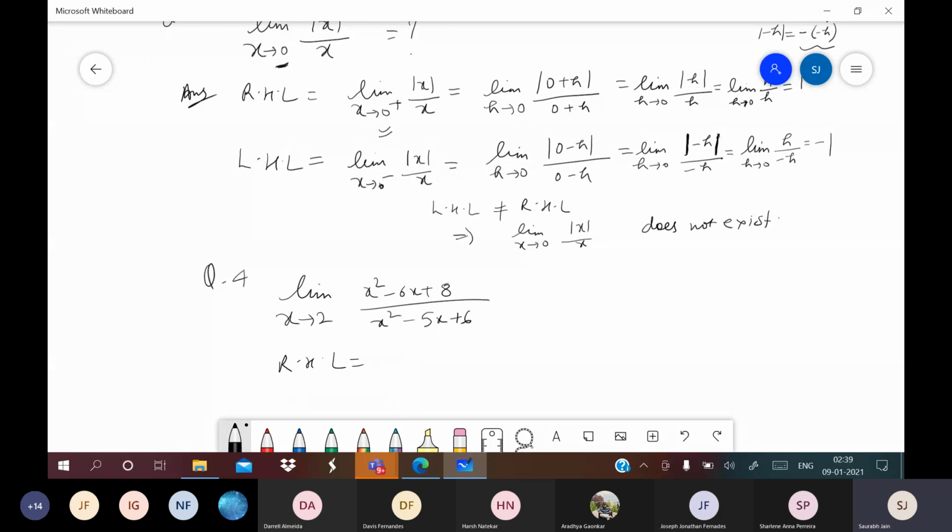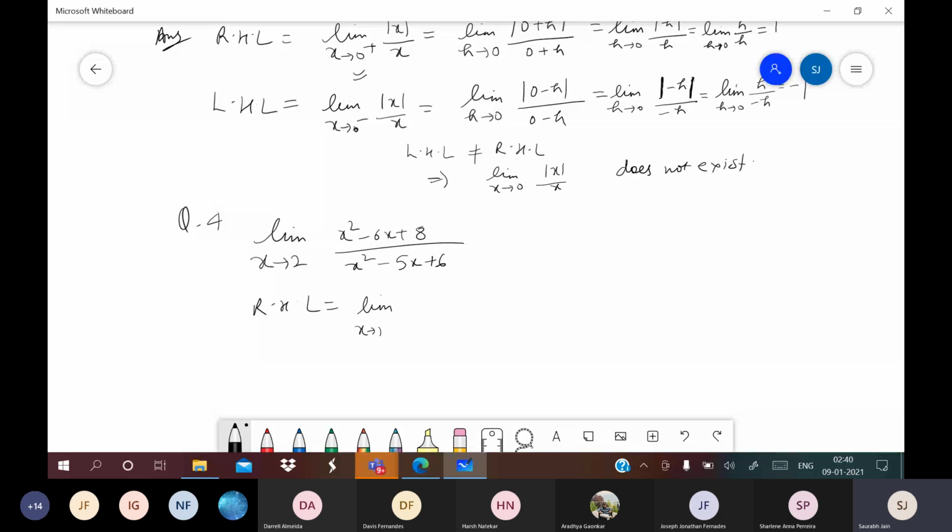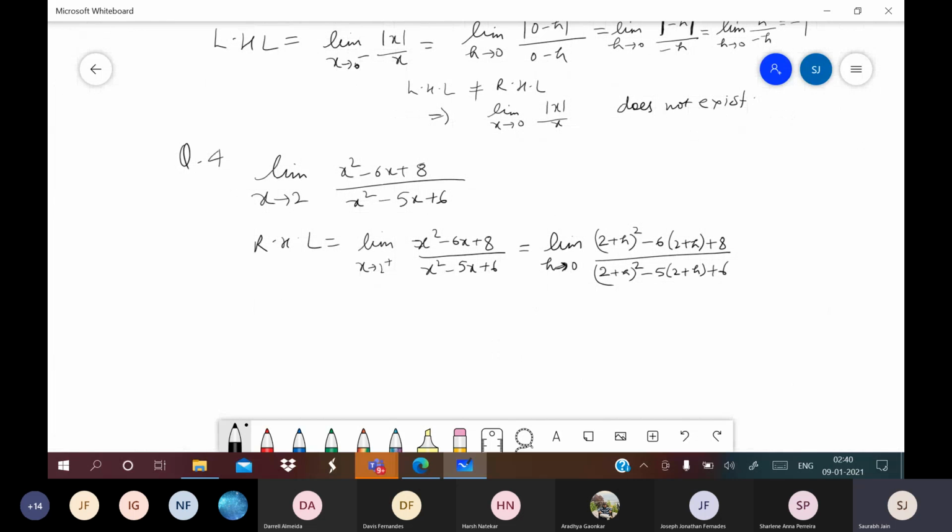Let us find the RHL first. This is x tends to 2 plus. Write x square minus 6x plus 8 upon x square minus 5x plus 6. Then replace x by 2 plus h. So it will be (2 plus h) whole square minus 6 into (2 plus h) plus 8, over (2 plus h) whole square minus 5 times (2 plus h) plus 6. Now we solve this. So this is 4 plus h square plus 4h minus 12 minus 6h plus 8, and this is 4 plus h square plus 4h minus 10 minus 5h plus 6.